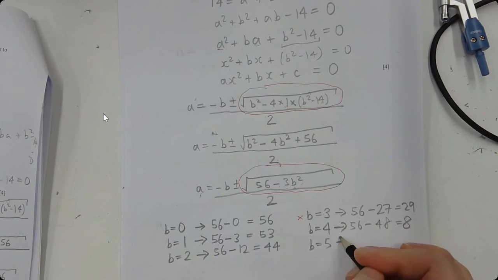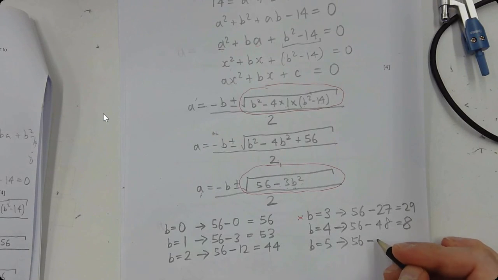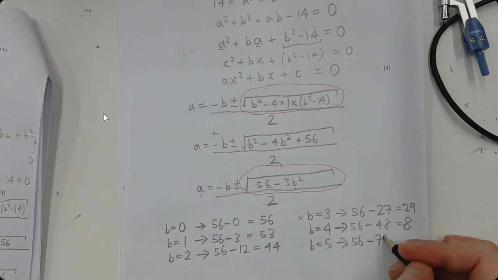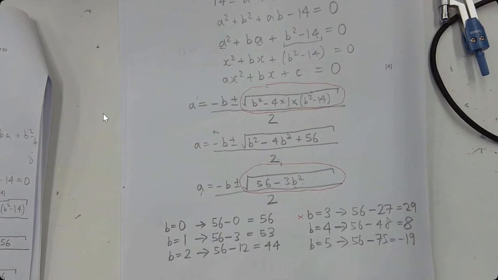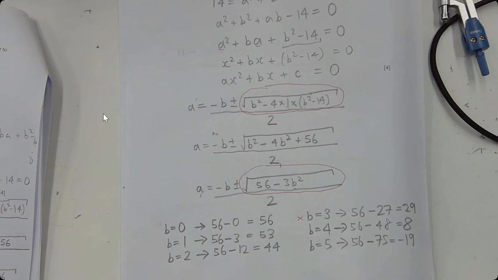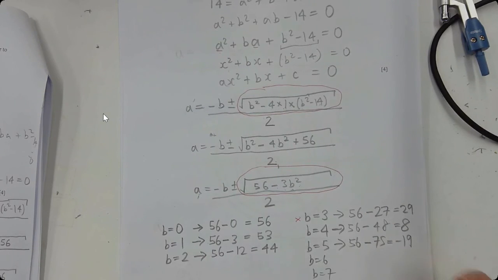And after this point, we can disregard it, because what happens is we get a negative number. So for b equals 5, 56 minus 75 is going to give us negative 19. And from that point onward, it should be obvious that all your solutions are going to be negative, and you can't get a real solution if you take the square root of a negative number. So b equals 6 is going to be the same, b equals 7, and that is it.